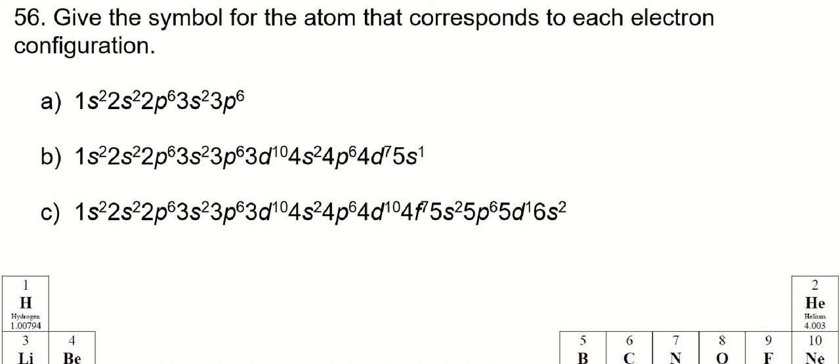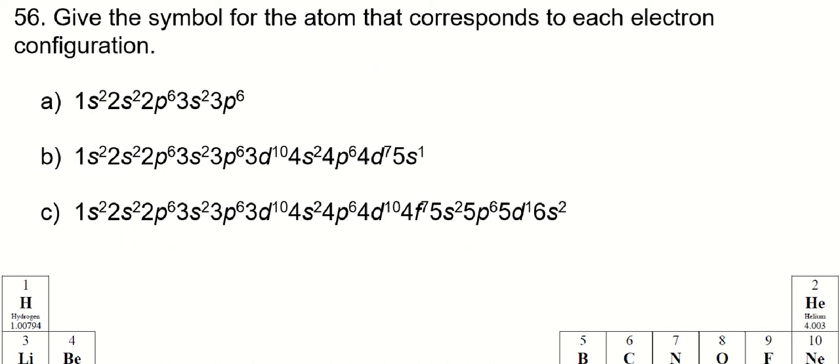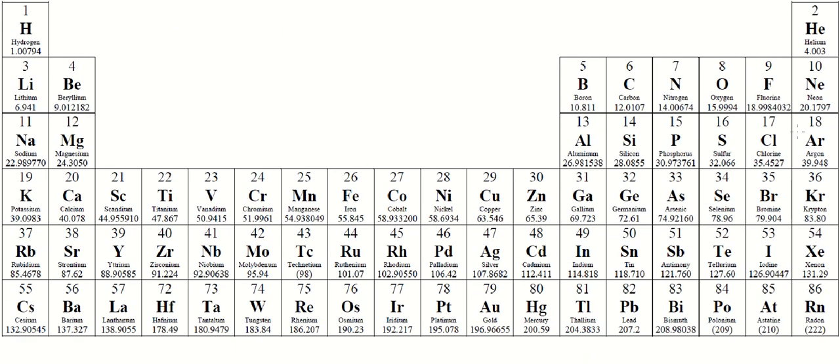We're given electron configurations here, and we're asked to find the symbol of the atom. You could just, for all of them, count the number of electrons. That's 2, 4, 10, 12, 18, and be like, oh, that's argon. Well, there's your answer to that. I doubt that's what they wanted you to do. They probably wanted you to correlate the electron configuration to the blocks on the periodic table.